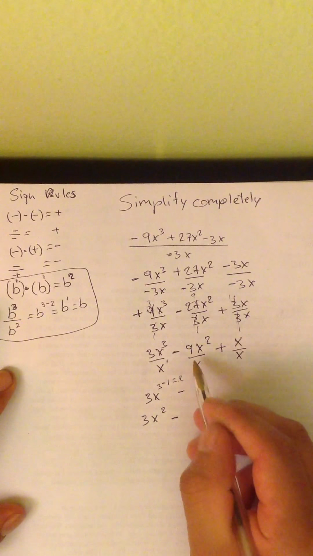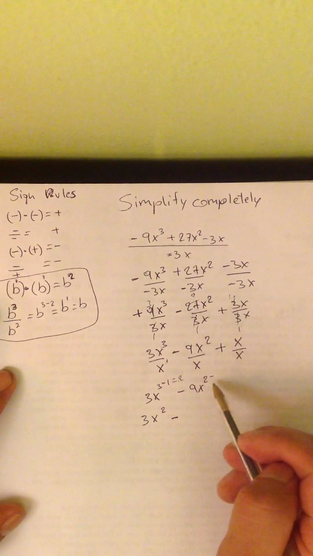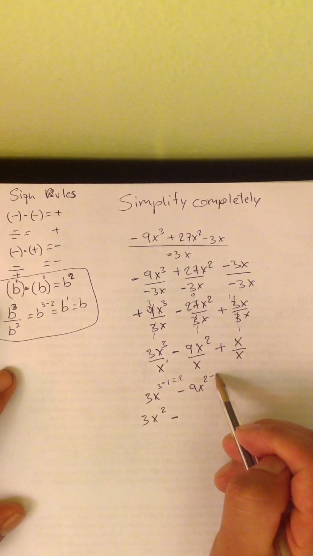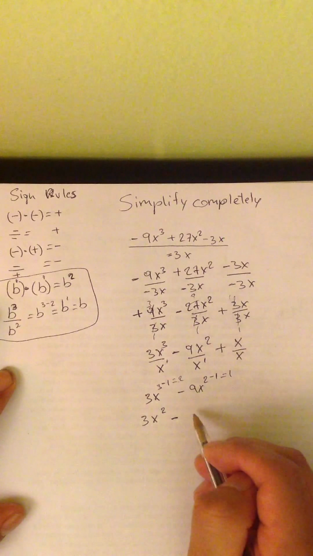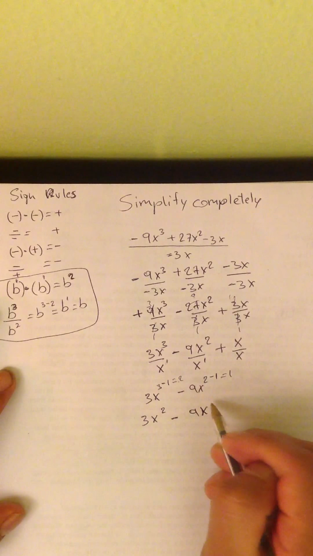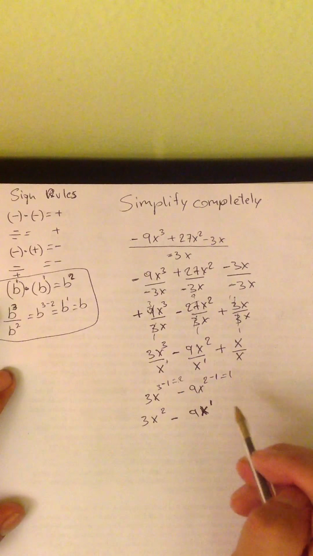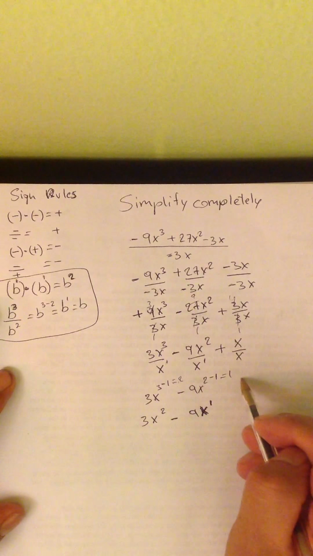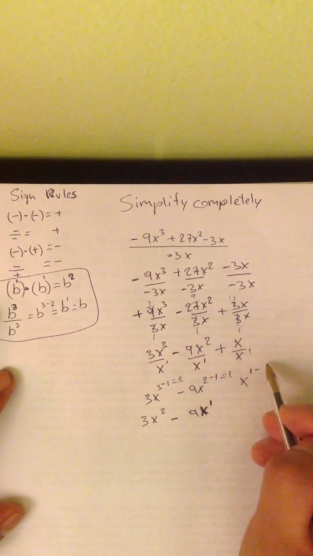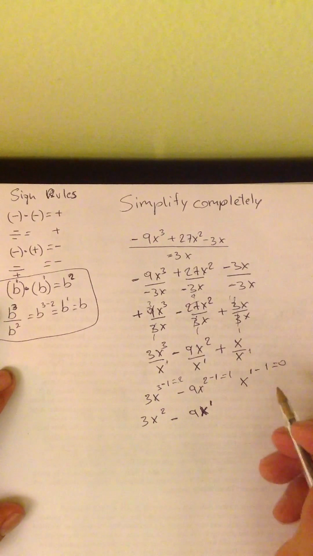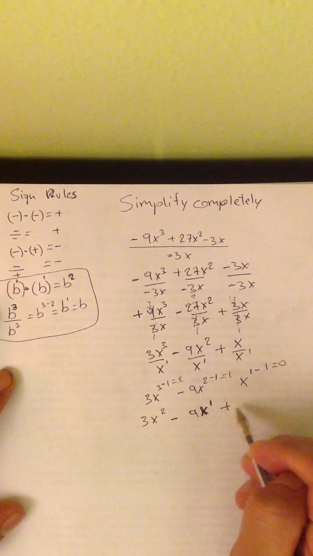And same thing. So 9x to the power of 2, since we're dividing, minus the power of the bottom, which is 1. So it equals 1, right? So now we have x to the power of 1. So there you go. And the next one, x has a power of 1 minus the power of the bottom is 1. So you do 1 minus 1 equals 0, right? So it's 1.